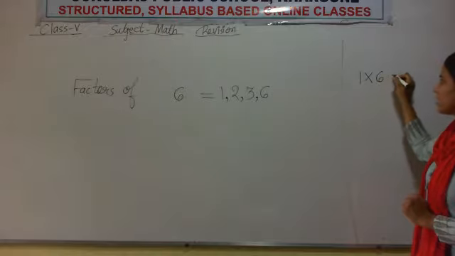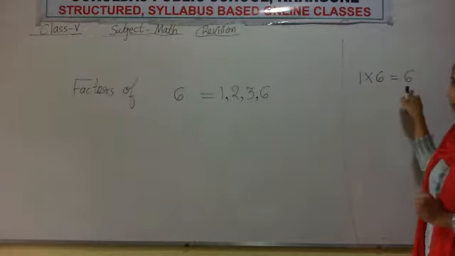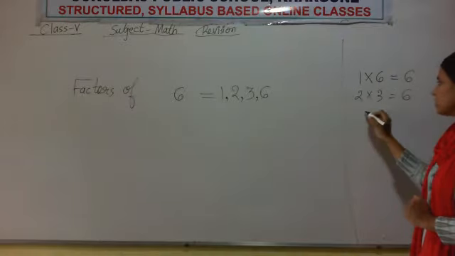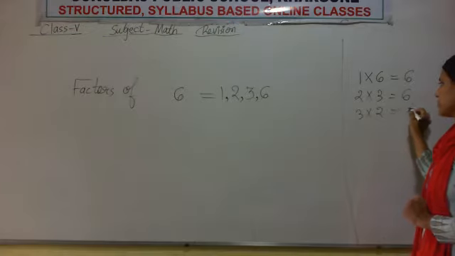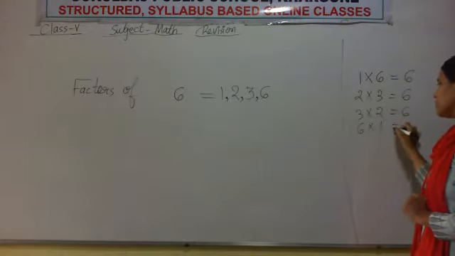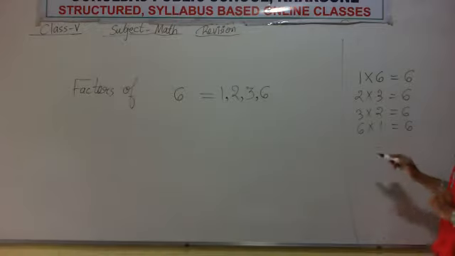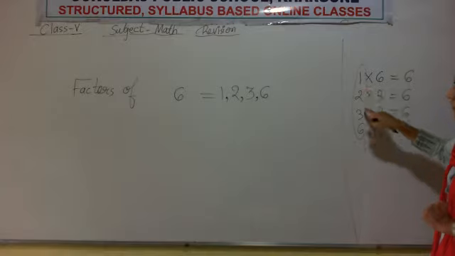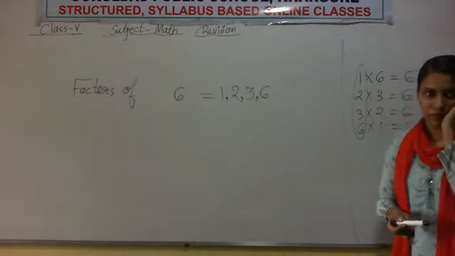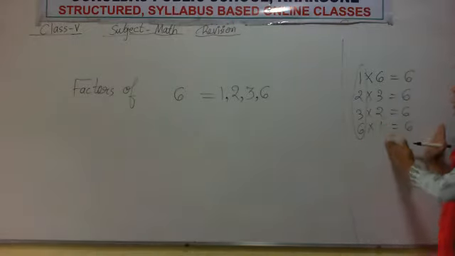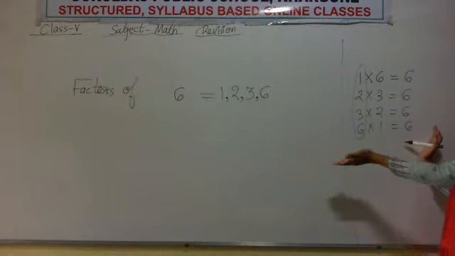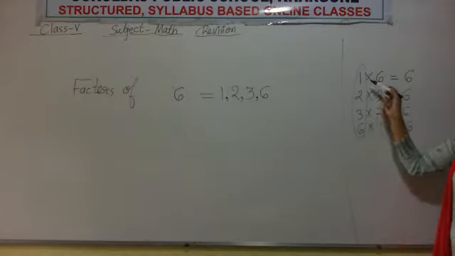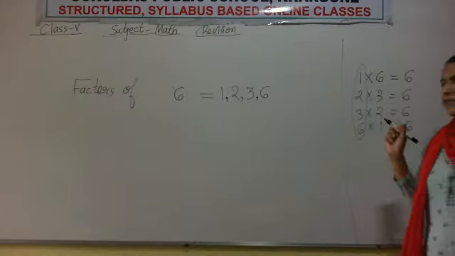So 1 into 6 is 6. 2 into 3 is 6. 3 into 2 is 6. And 6 into 1 is also 6. So the numbers 1, 2, 3 and 6, all these numbers are factors of 6. Okay, so by multiplication facts you can write the factors, or by division you can also write the factors. So 1, 2, 3 and 6 are the factors of 6.